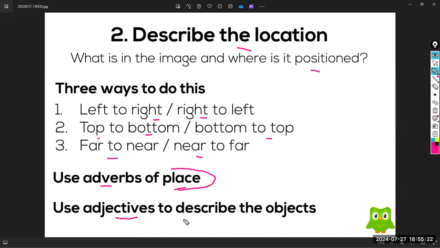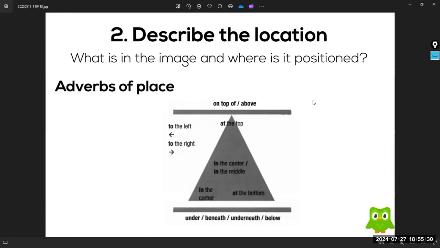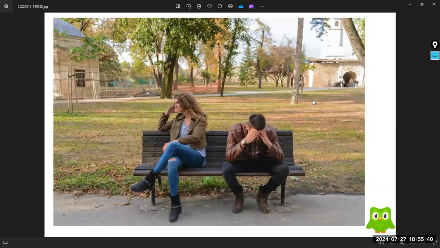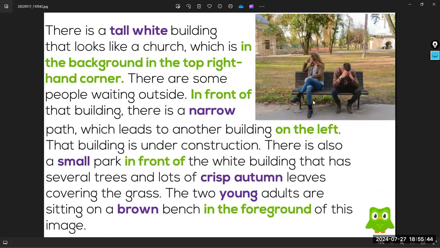I have to use correct adjectives to describe the objects. And please, you have to be vivid by adding colors. As I showed you, this is exactly the same as we mentioned in writing about the photo. So please, you have to add every single detail. Okay, now let me show you the best description of this image.